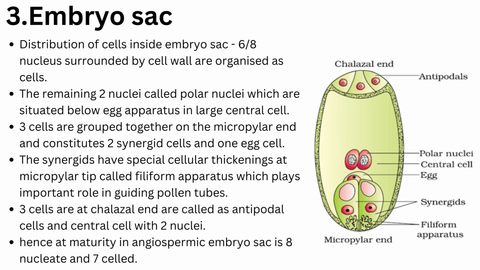The synergids have special cellular thickenings at the micropylar tip called the filiform apparatus, which plays an important role in guiding pollen tubes. Underline this very well and pay attention to what the function of the filiform apparatus is. Now on the opposite side, the chalazal end, three cells are called antipodal cells, and there is the central cell with two nuclei. Hence, at maturity, an angiospermic embryo sac is 8 nucleate and 7 celled.